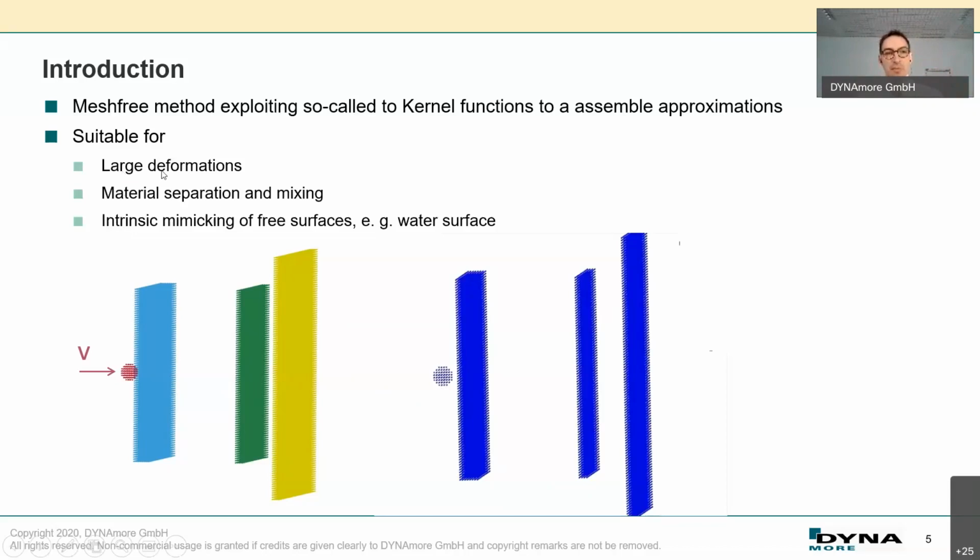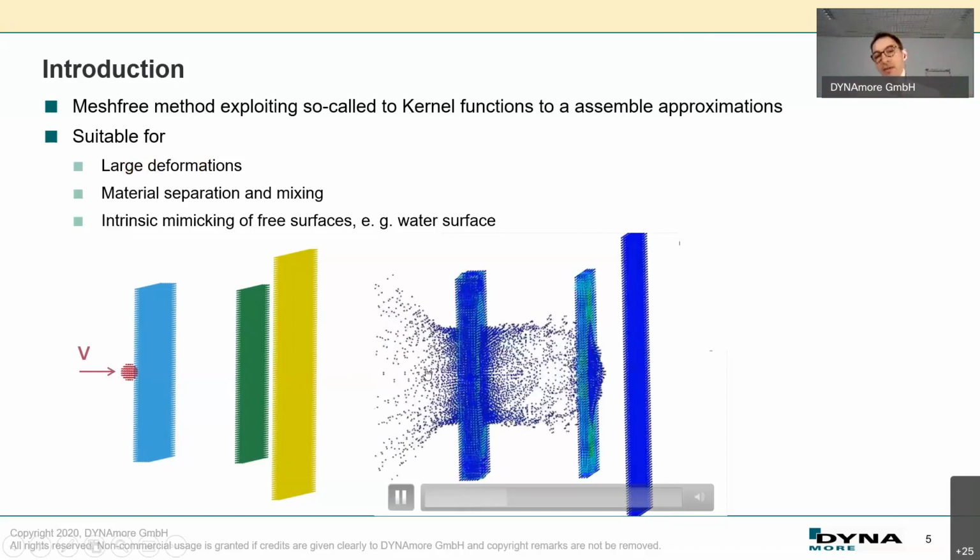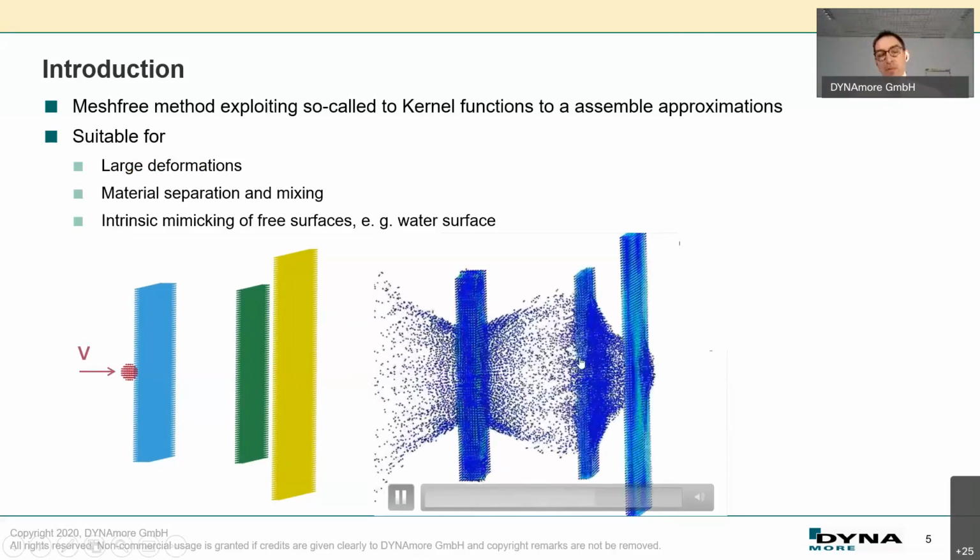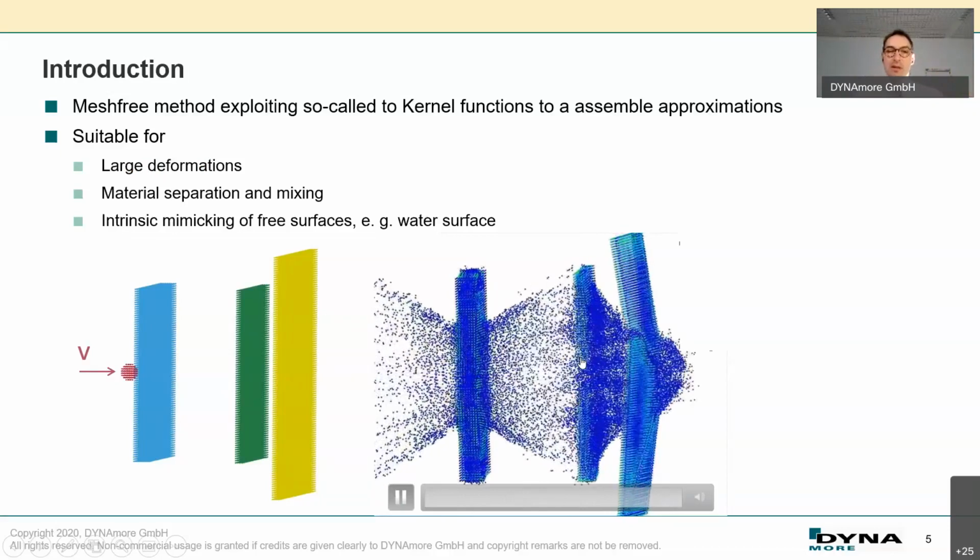For instance, you can do large deformations. You have no problems with material separation and material mixing. You intrinsically get free surfaces, for instance a water surface. This is a typical example, an impact analysis. This is also a hint on where the SPH method comes from. It was used to compute the collision of stars in astrophysics, but the method has now spread to many different applications. In LS-DYNA, it's mainly used for impact analysis and also water flow, like fluid dynamics, and so on.